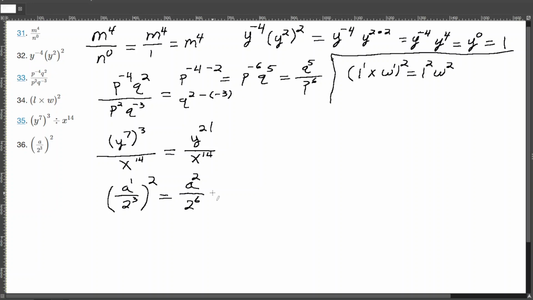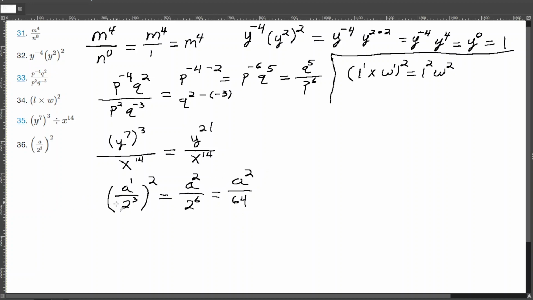We can simplify 2 to the 6th, right? That's going to be 2, 4, 8, 16, 32, 64. So that'll be a squared over 64. And that's literally all we could do for 36.